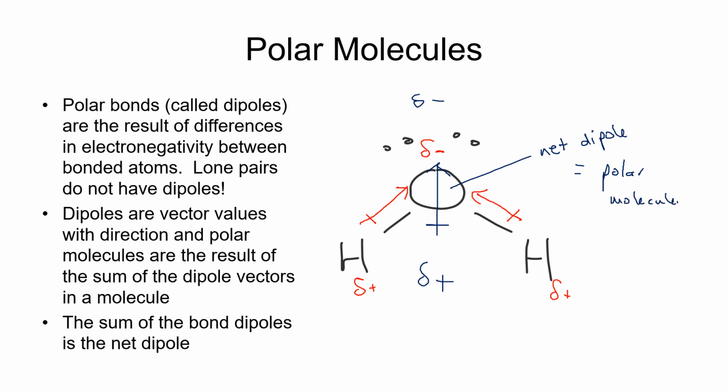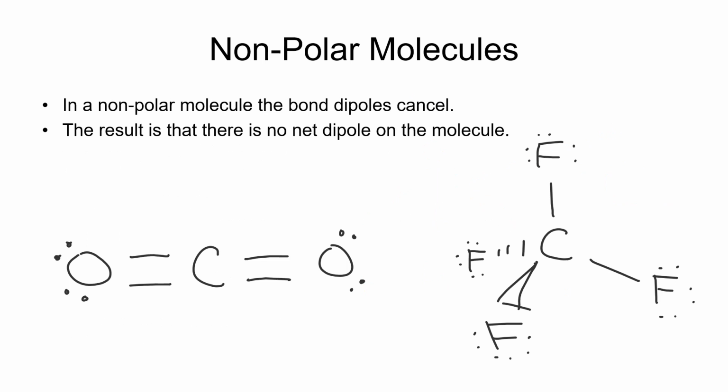So if the two or more dipoles that you have don't cancel each other out, then you'll end up with a net dipole, and that makes a polar molecule. If you're good at math and you've learned about vector addition, the dipoles work like vectors. So if you add up and you get a net dipole, a net vector overall, that means you got a polar molecule. If they all cancel out and you have a net vector of 0, well then there's no dipole. So let's look at a few that don't have an overall dipole.